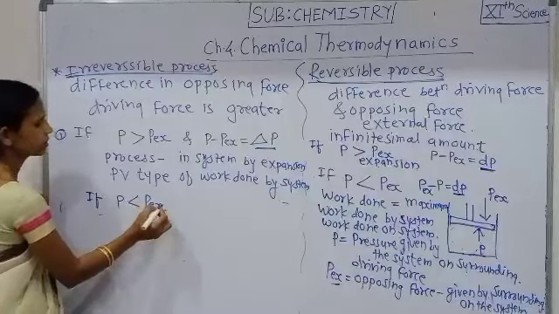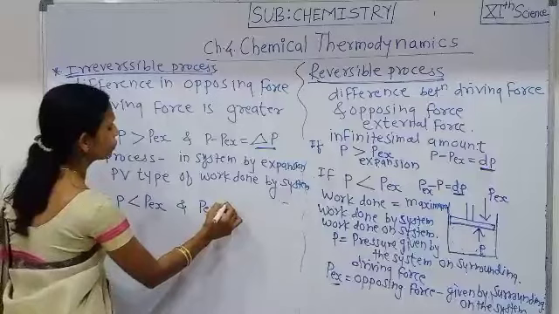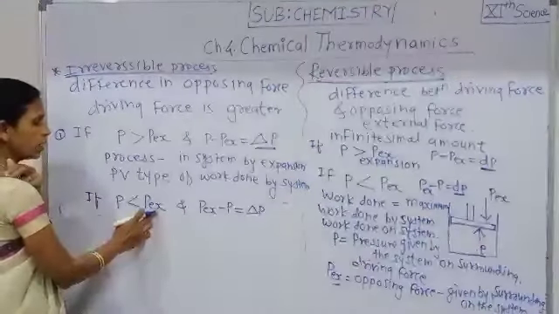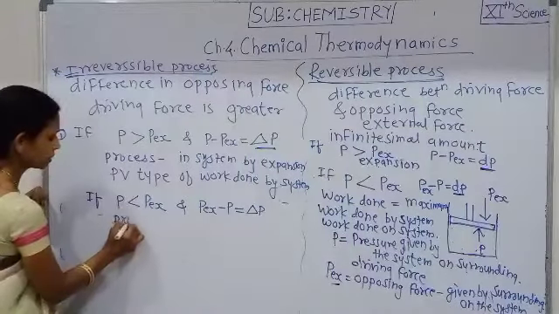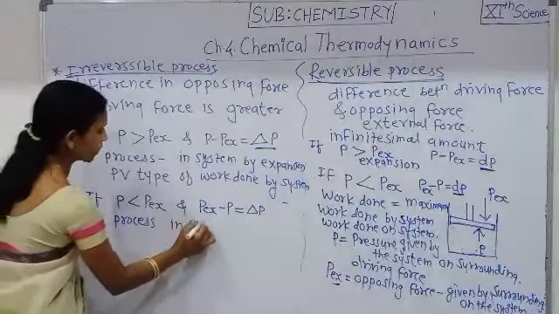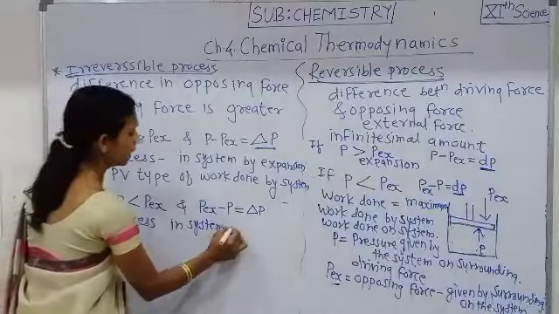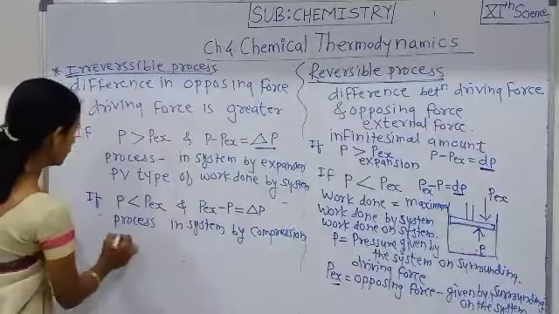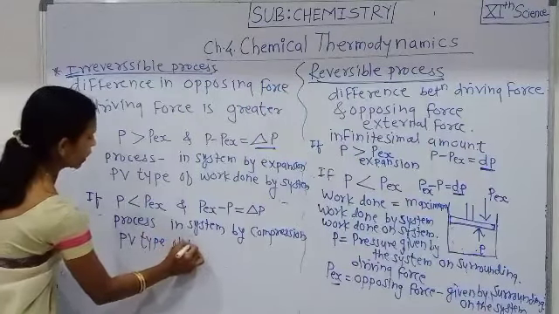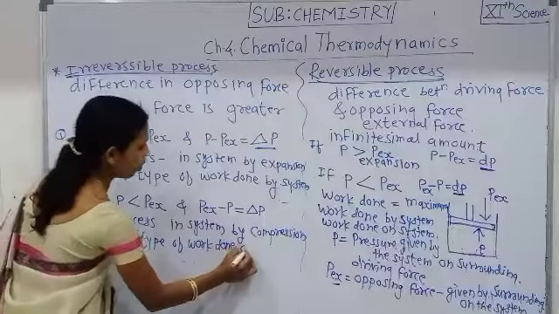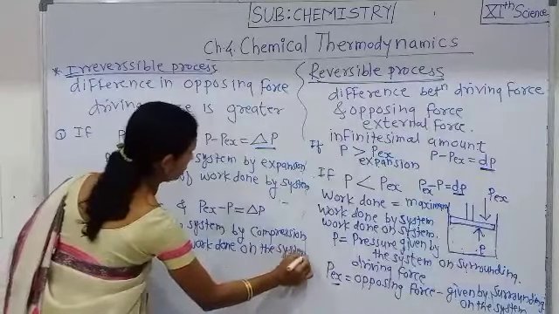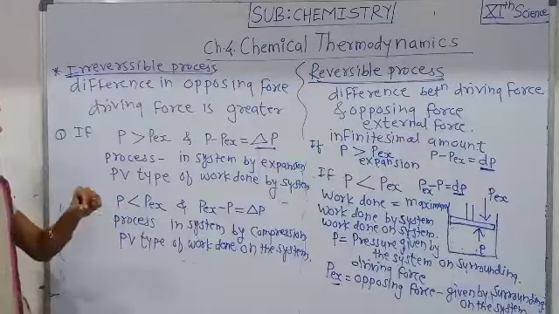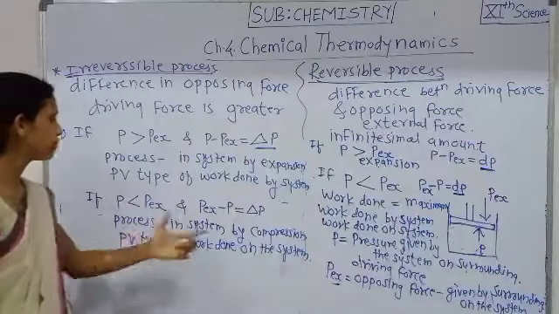P is smaller than PEX and here the difference in the opposing force and driving force is also greater, but here the driving force is smaller than the external pressure or opposing force, then the process in the system is also an irreversible process, and that process takes place by compression, and here also PV type of work done takes place on the system by the surrounding, then here also an irreversible process takes place in the system, and PV type work done takes place in the system by compression.